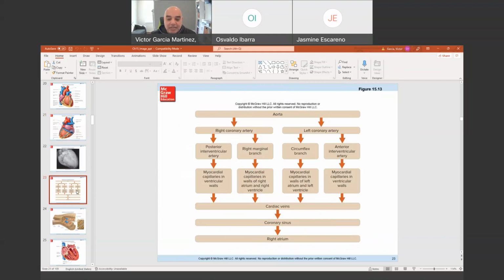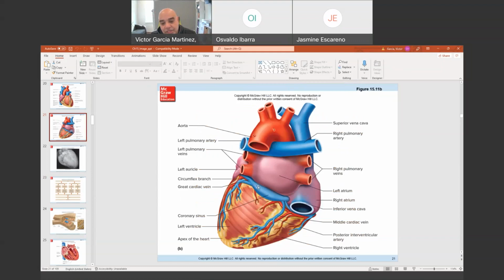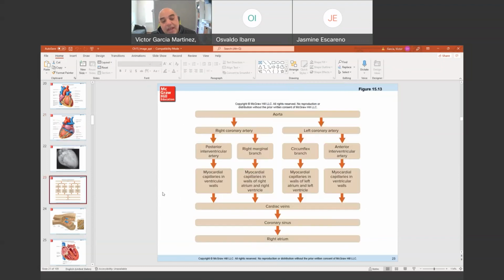Regarding the veins, we need to get back that blood after using the oxygen, after using the nutrients. We need that blood back to the heart, and we're using the cardiac veins, and these veins are draining in these huge blood vessels. This one is called the coronary sinus, and finally it's going to arrive to the right atrium.